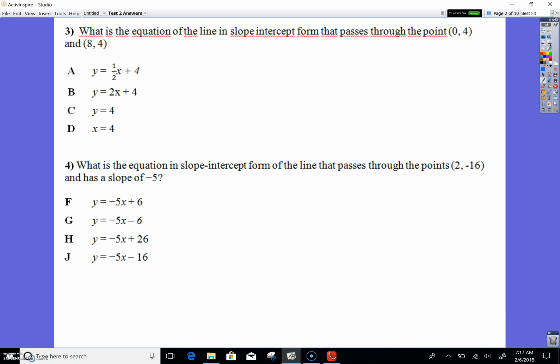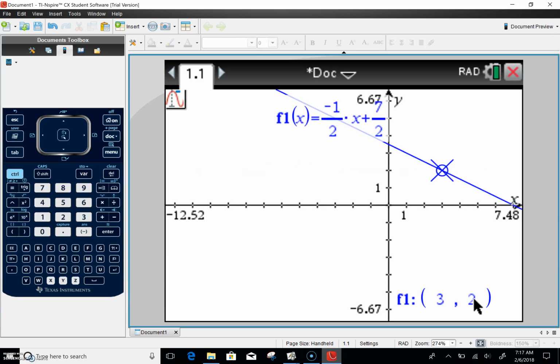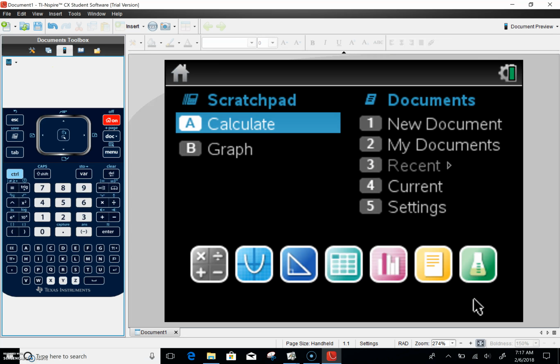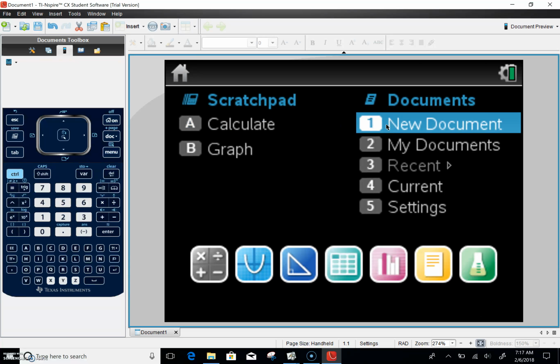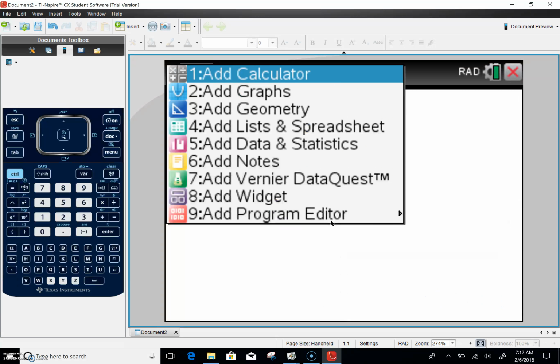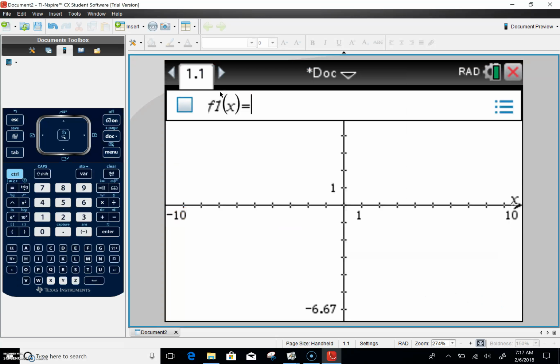What is the equation of the line in slope-intercept form that passes through the points 0, 4 and 8, 4? Let's just say I don't know how to do this. I'm pretending I don't know how. One thing you can do is use your answers. So I'm going to put this in the calculator. I always like to create a new document, and I'm going to add a graph.